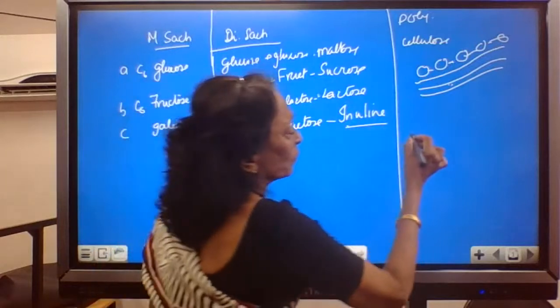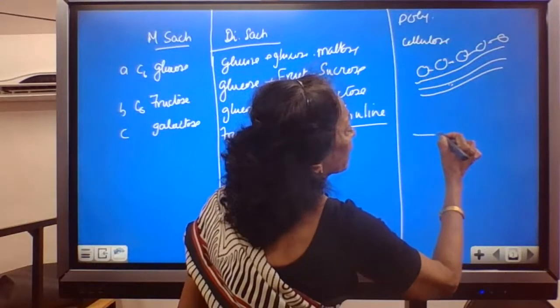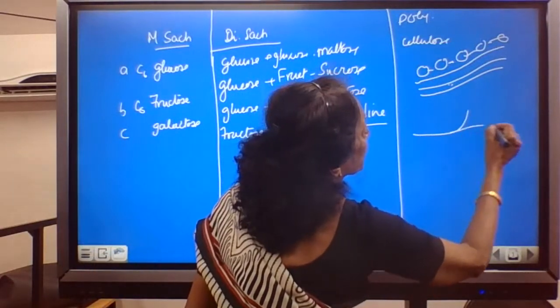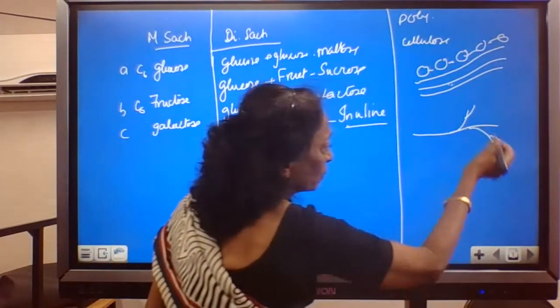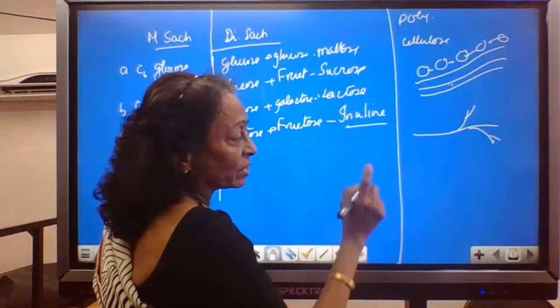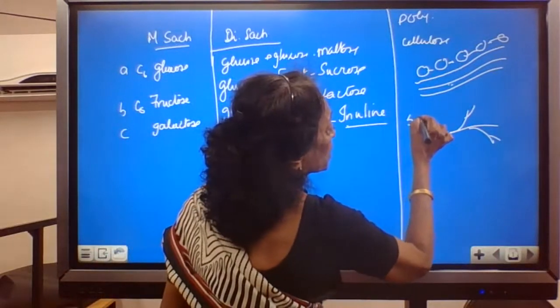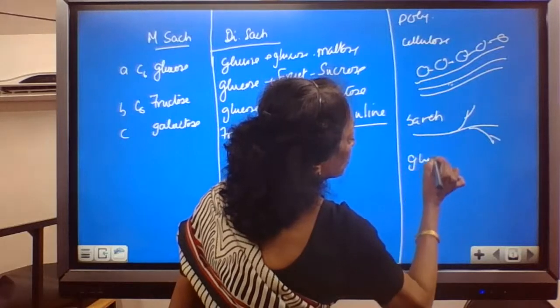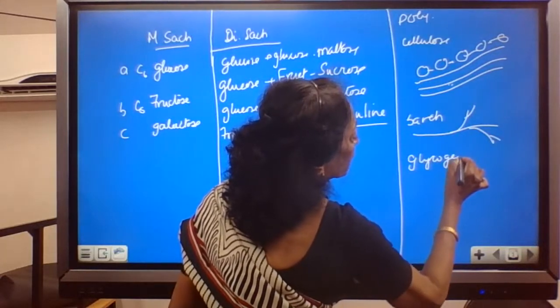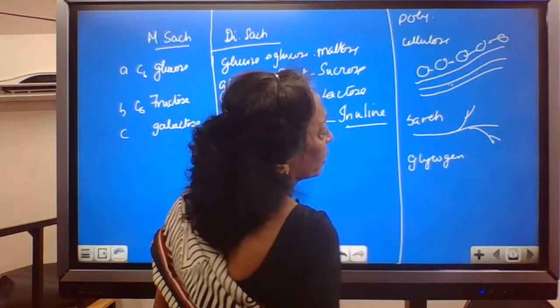Now the straight form, suppose one thread is there, that it is going on straight, it will have a branching here like that. It branches, but all the branches are not coiled, not one straight. Now this is nothing but starch as well as glycogen. They have a branch, the variant of cellulose only.